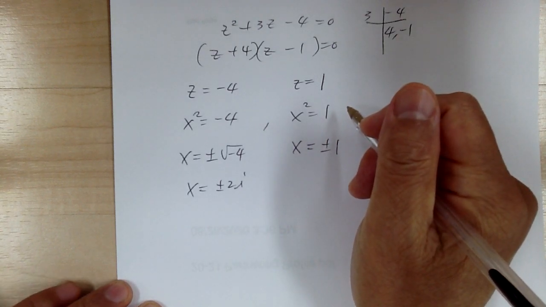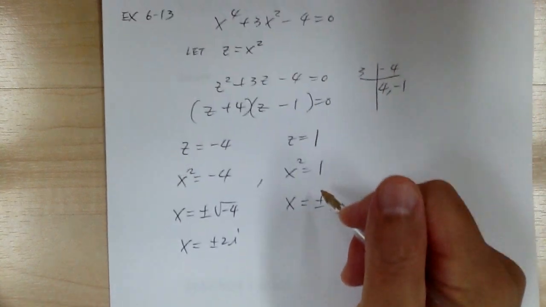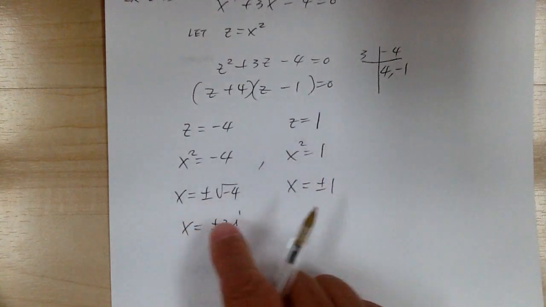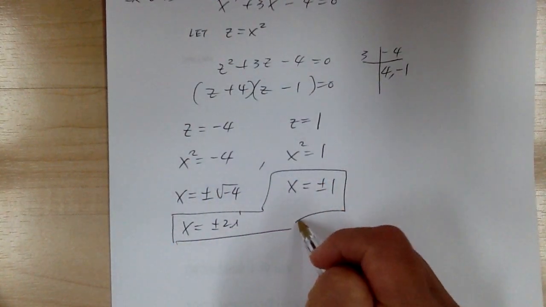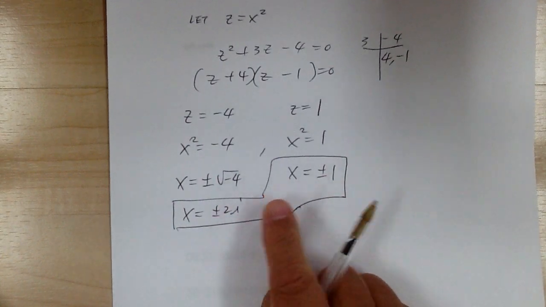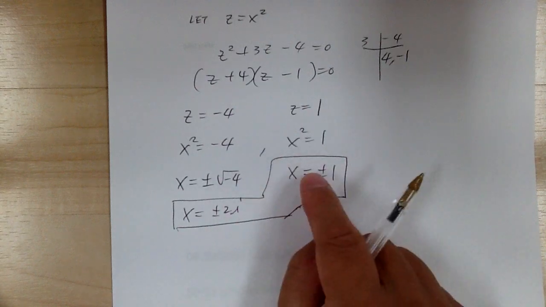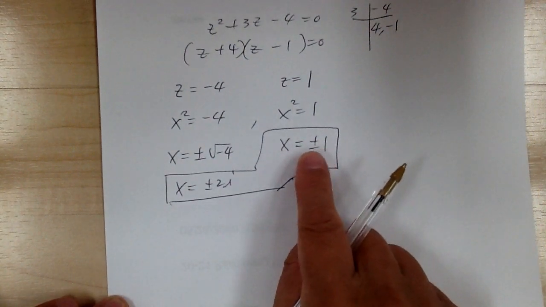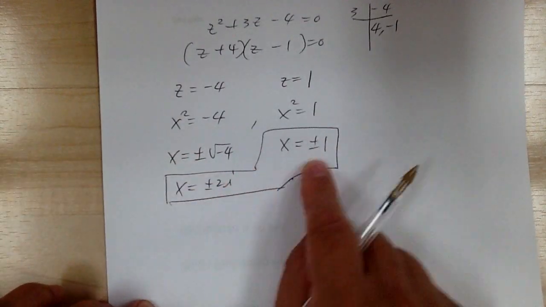Now you have to pay attention to what answer they're looking for. If it says find all the real roots, then it would be these, right? But if it's find all, then you want to include all of these. So pay attention to what they ask for, whether they're looking for real roots or all the roots. If they ask for real roots only, then this is no good. If they're looking for all the roots, then everything has to be included.